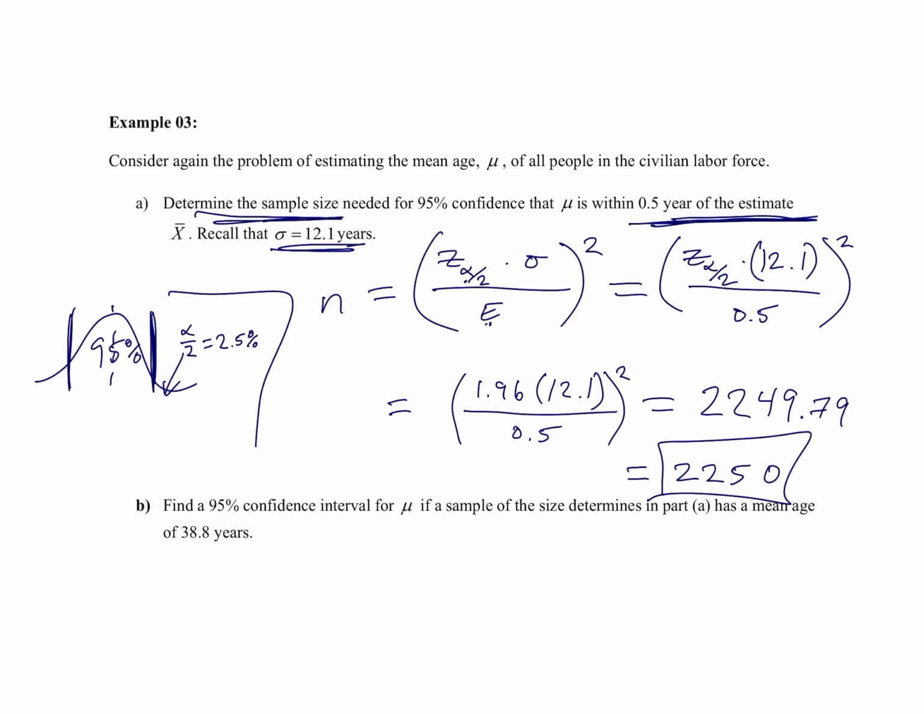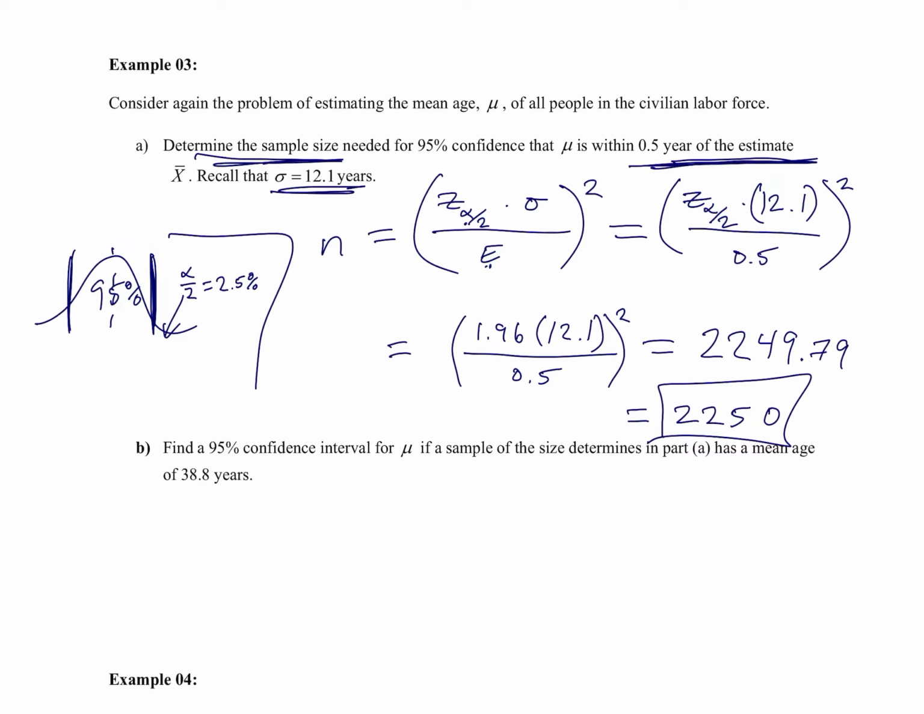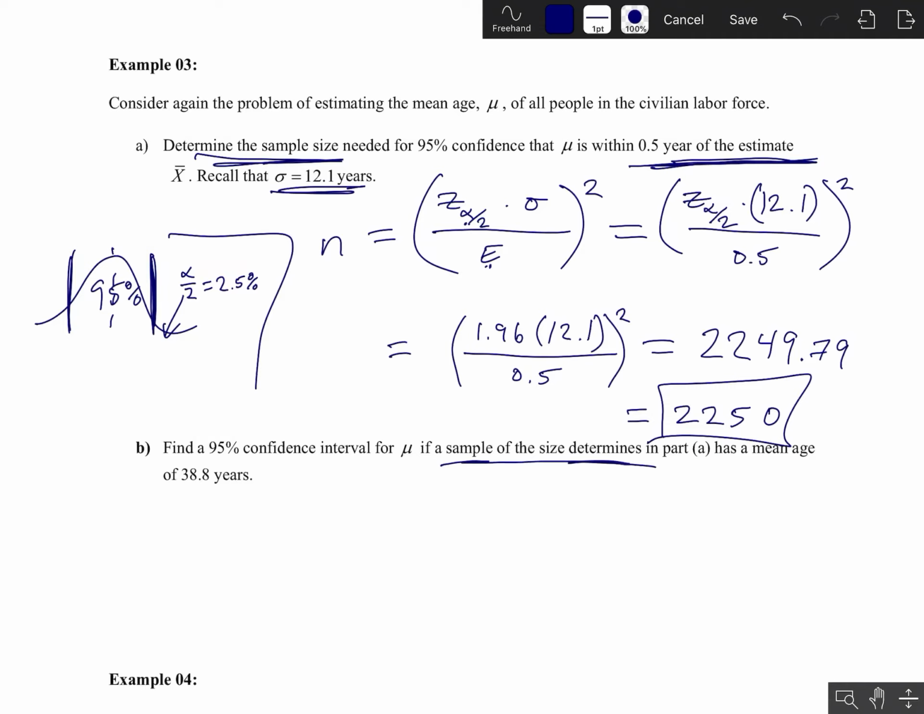And now in part B, it says, let's find the 95% confidence interval if your sample of the size determined above has a mean age of 38.8 years. So here what this says is that x bar is equal to 38.8. Okay. And now remember that the confidence interval is this. It says that mu lives within x bar plus or minus z sub alpha over 2 times sigma over the square root of n. So this is what's going to give us our interval.